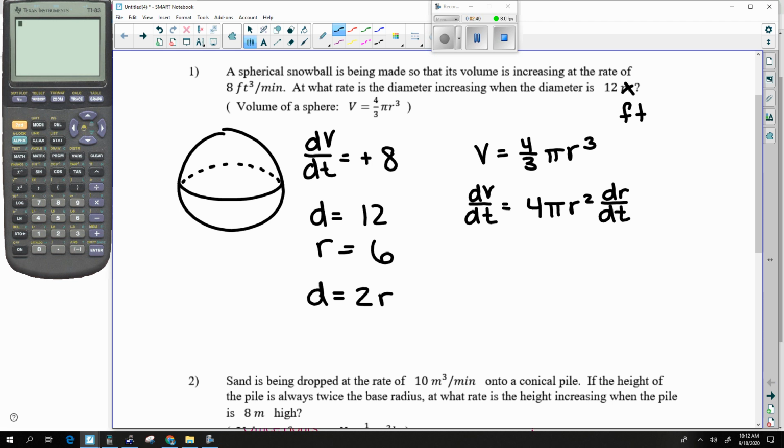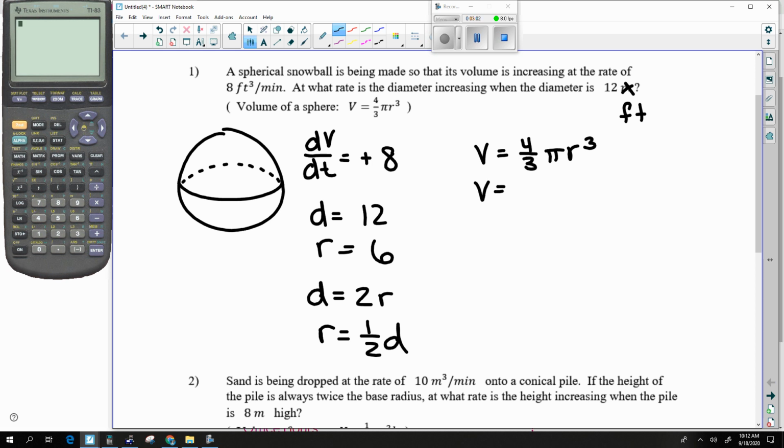At what rate is the diameter increasing? Shoot, okay, all right. Let's back up. This equation has nothing to do with diameter. So what I'm going to do is make it a diameter. So r is equal to 1/2 diameter. Now I can play with the diameter.